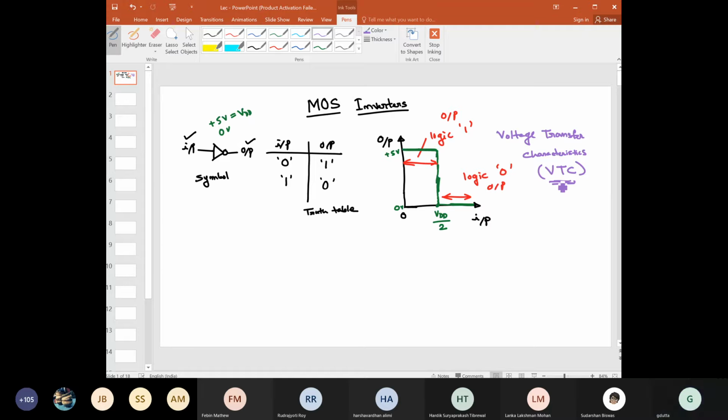Now, if this is an inverter, how can you implement it? This is a symbol, right? This is not the way you are going to implement it. There is no device like this with this symbol. So you need to implement this one using some transistor. Then how can you implement that? For example, obviously there will be one transistor, right?